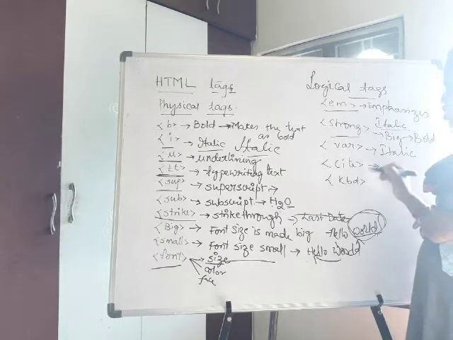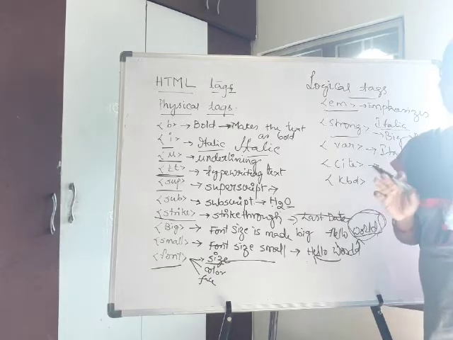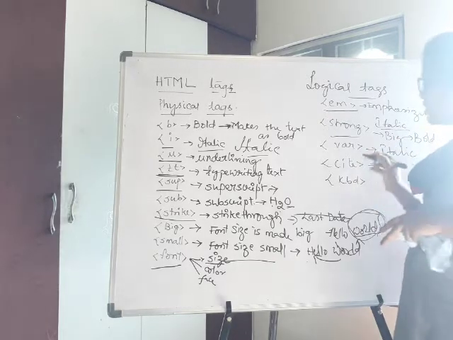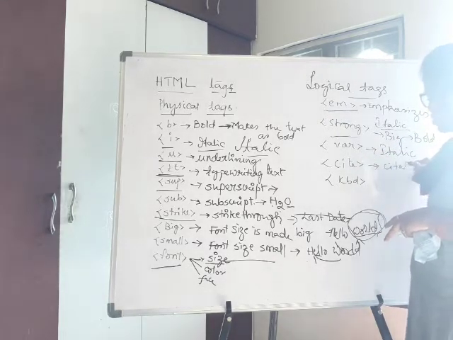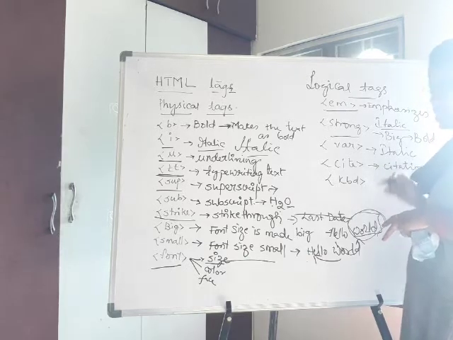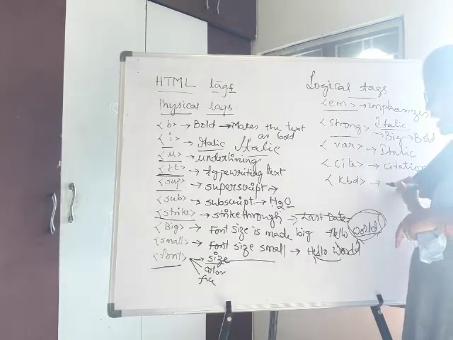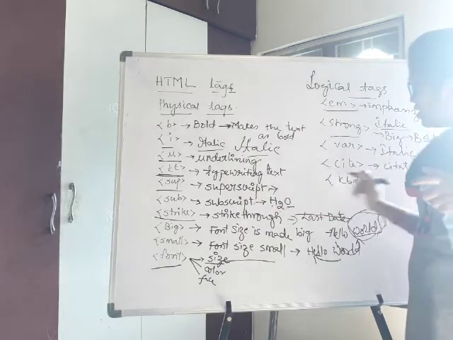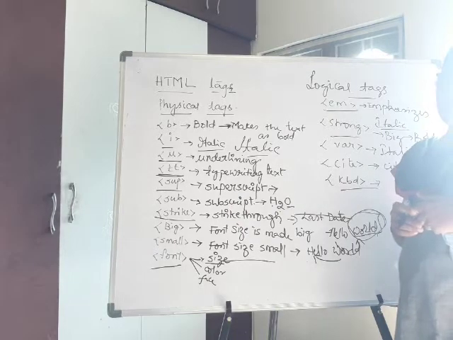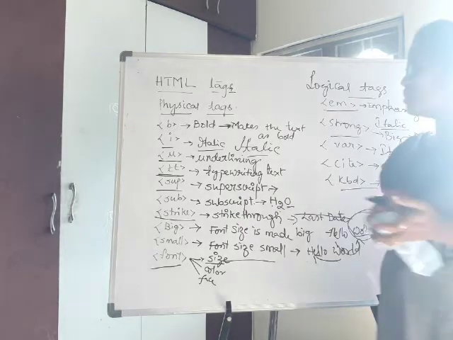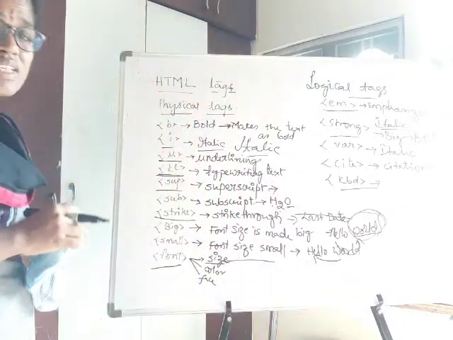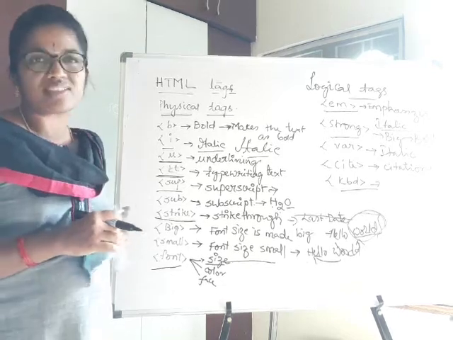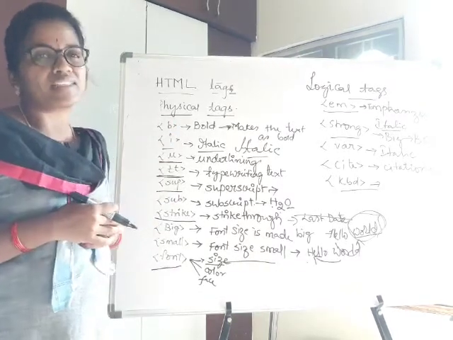And next, citation. To represent text as a citation, we use cite. And to write keyboard text, like TT, we have keyboard text here. So I hope you have understood the different physical and logical tags. And remember students, this is an important question for your university examination. This is a repeated question for your long answer question.